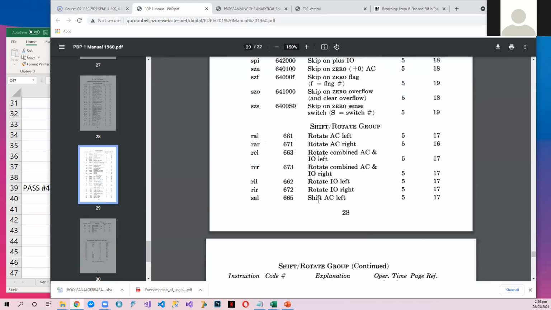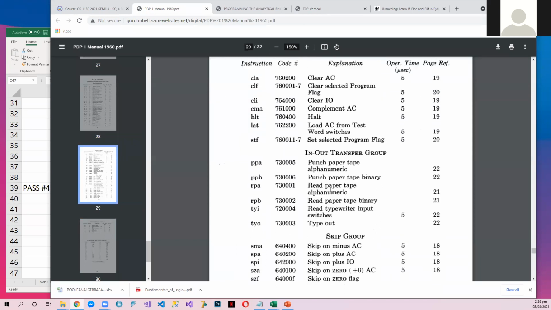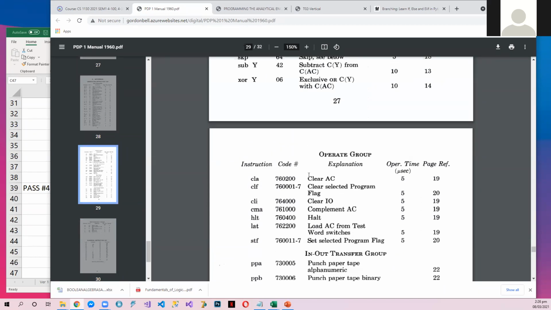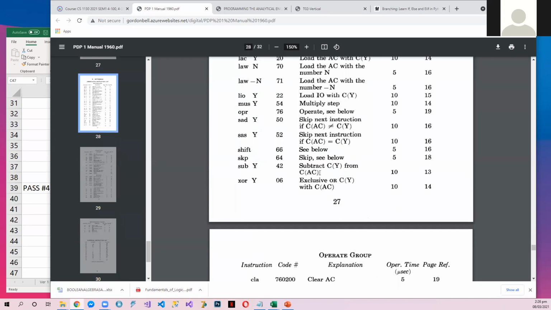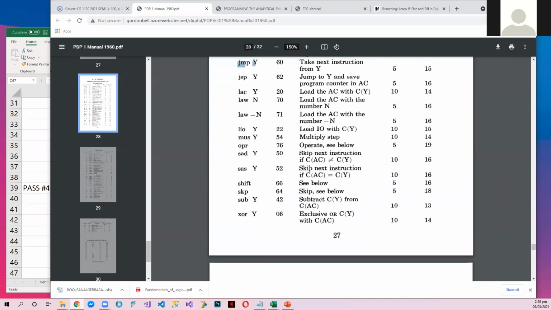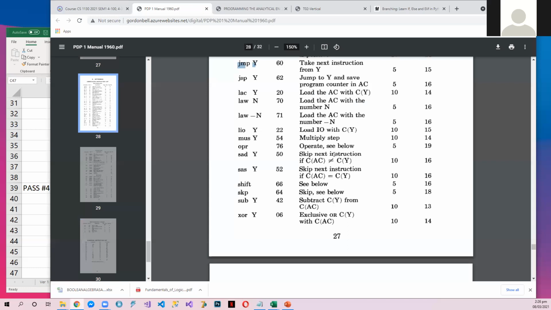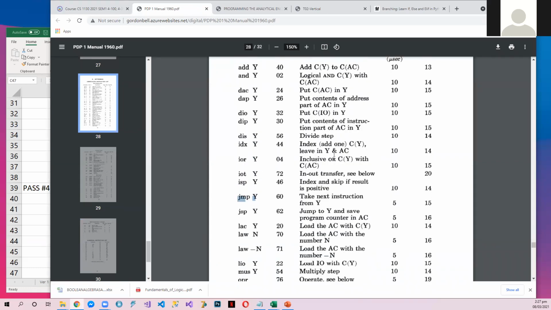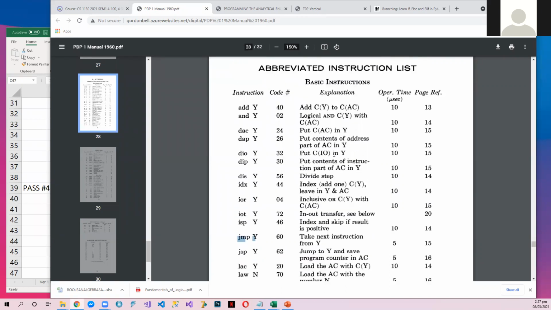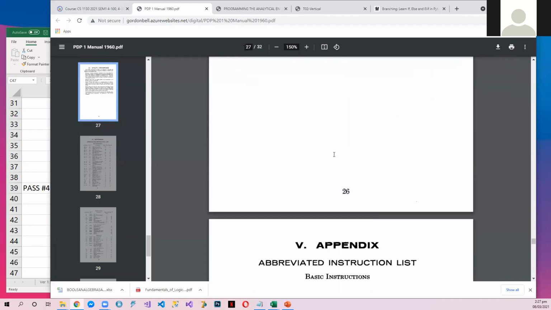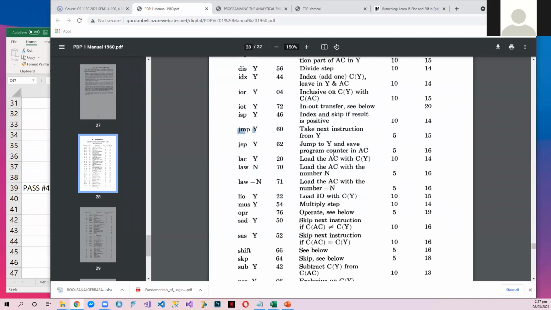Okay, it may not be called a jump, no, but sub is subtract, and then yes, we jump to y and save the program counter. Okay, so that it can return. Pero meron siyang flags eh, no? It may not be a jump, but it can check the flags, no? Take the next instruction from y, jump to y.